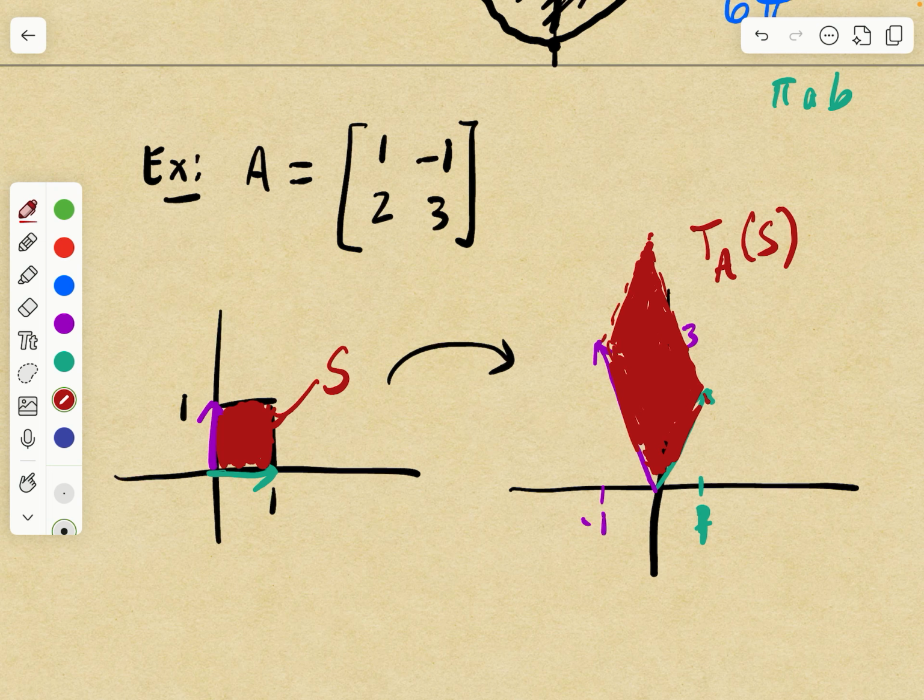And the theorem says that the parallelogram that I just colored is going to have area what? Well, if you take the determinant of A, you get another positive determinant. The determinant of A is going to be 5. It's 3 minus -2. And so, this had area 1, and so therefore the area of this is going to be 5 times 1.